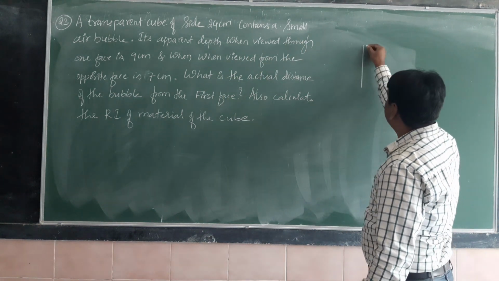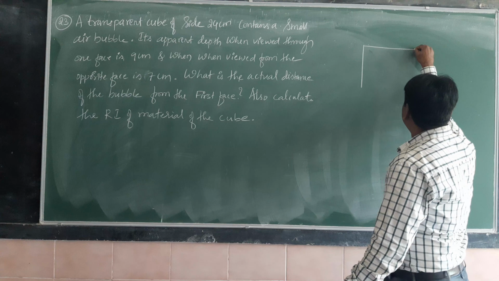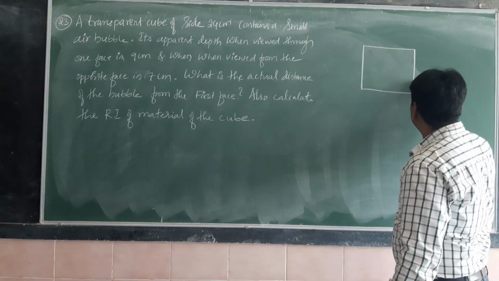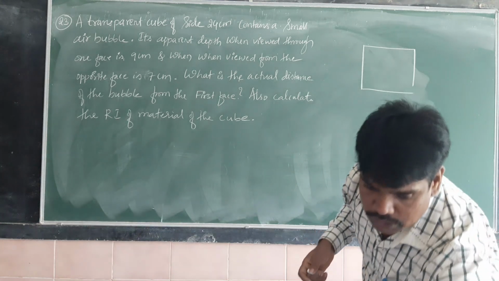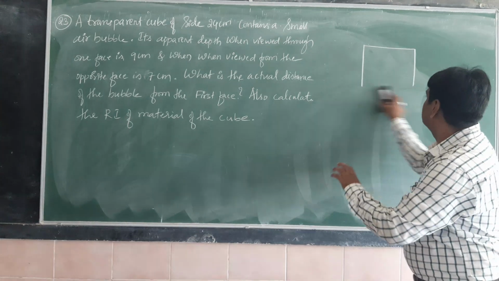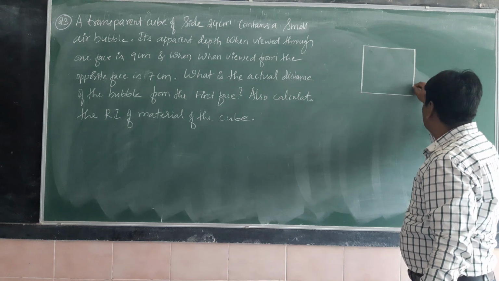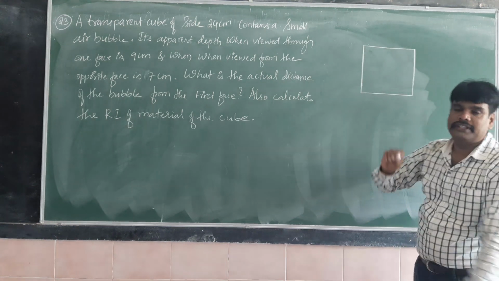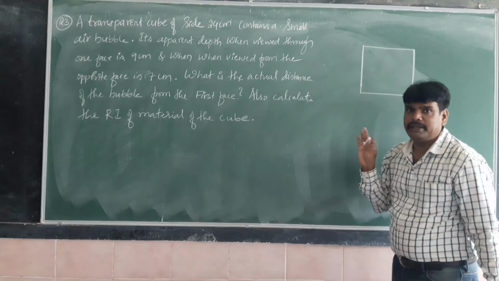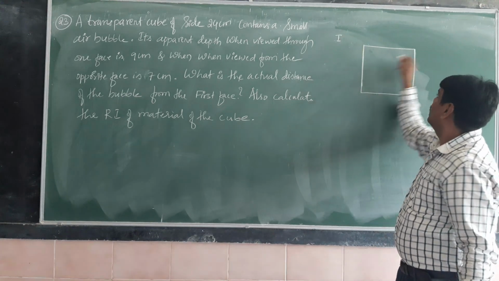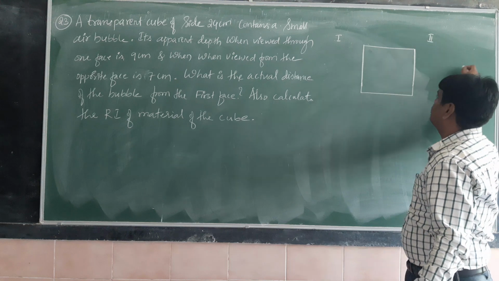I will write only a two-dimensional diagram. It's a cube. I will consider only the two-dimensional diagram to explain this problem. So let us consider it is a transparent cube. All the sides are equal. Actually, we have to draw it in 3 dimensions, but no need to. I will consider this is the first phase of observation, and this is the second phase of observation.